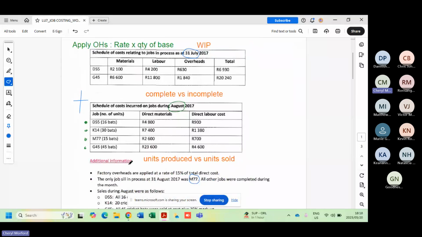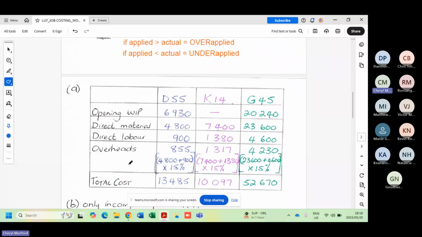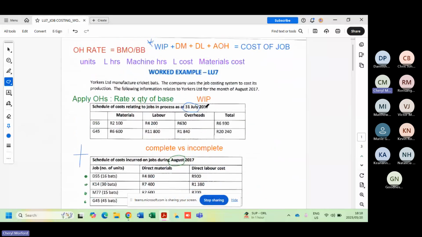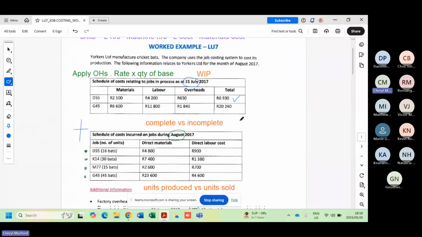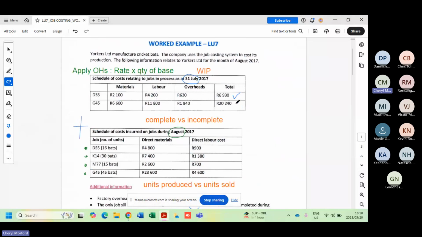So I'm going to show you how you're going to set it out. So here we go. We're going to do columns for D, K, G. Only D and G have opening work in process. So which amounts are we going to use? Have a look here. It's split into the three elements: materials, labor, overheads. But if we add all of that together, we're going to get 6,930 for D. We add the three bits together for G, and we're going to get 20,240.